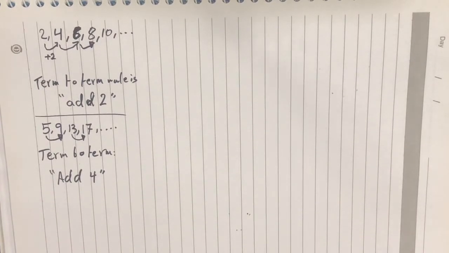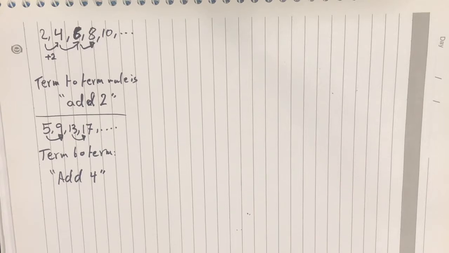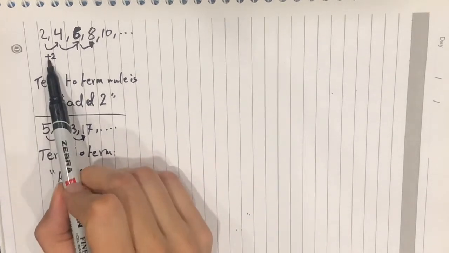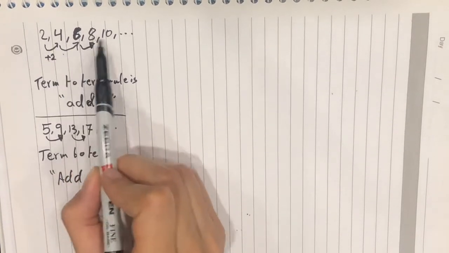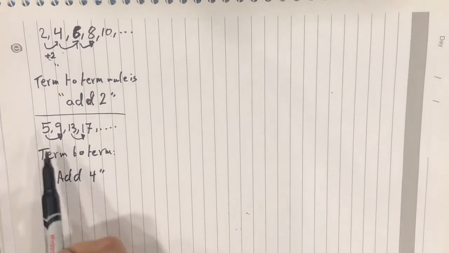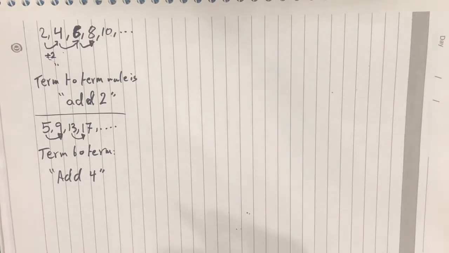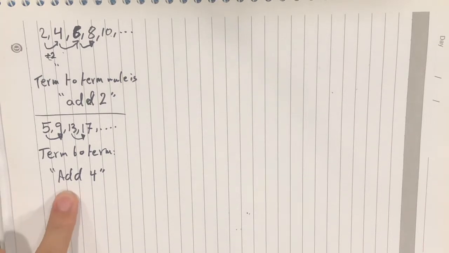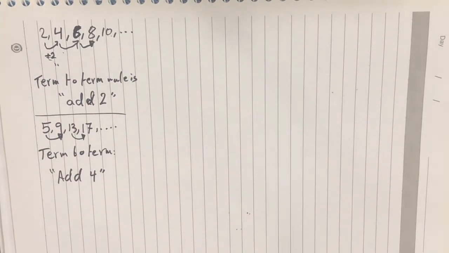This is called a linear sequence. Both of these sequences are called linear sequences. Why are they called linear sequences? Because each time the sequence is increasing by the same amount, which is 2. In the second sequence, each time it's increasing by 4. So a linear sequence is where the sequence is increasing or decreasing by the same amount each time. Now the term to term rule in this sequence is add 4.